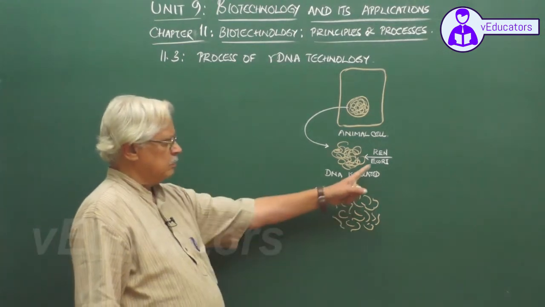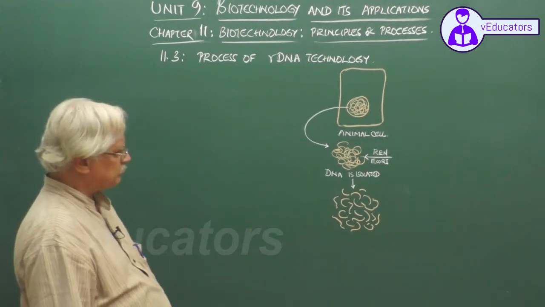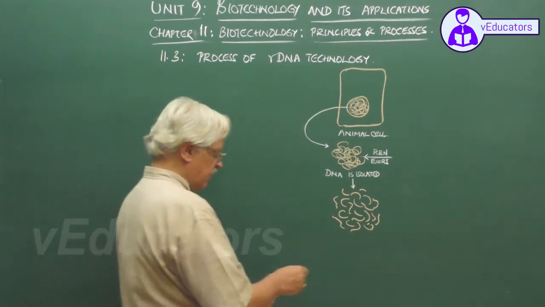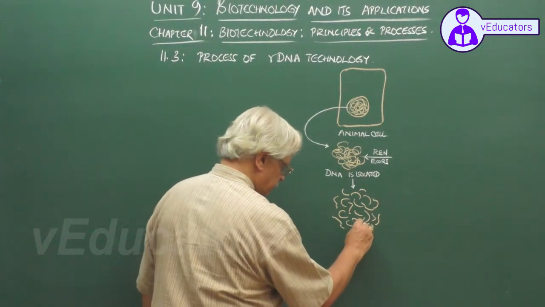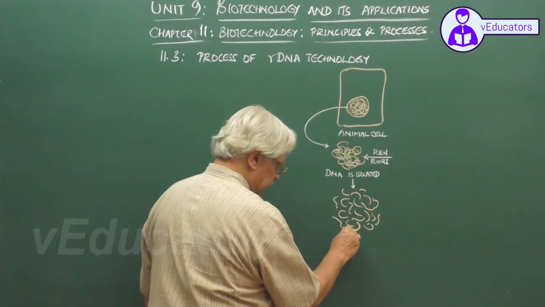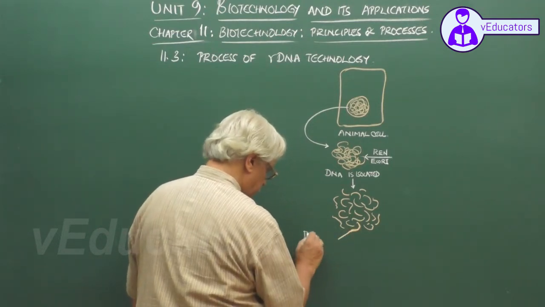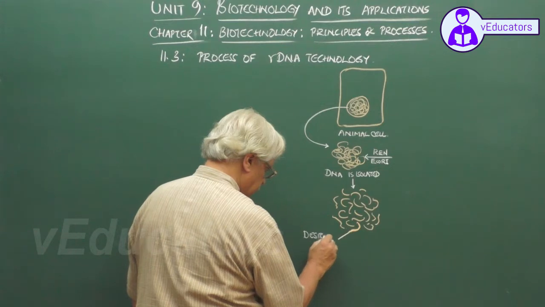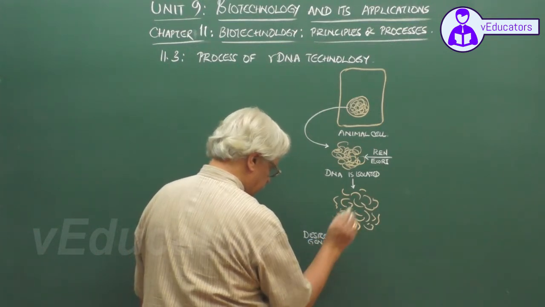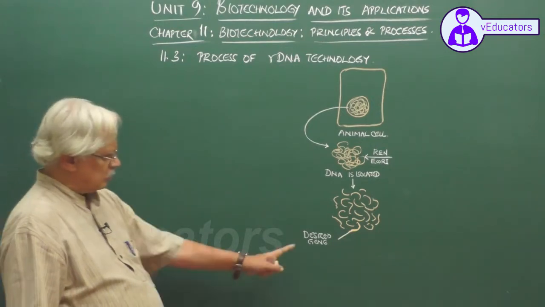Wherever it identifies the palindrome sequence. Out of this, let us say, this is the desired gene. That is the desired gene.